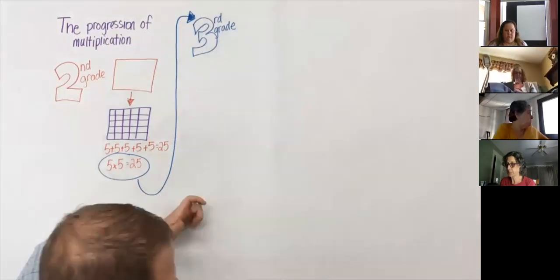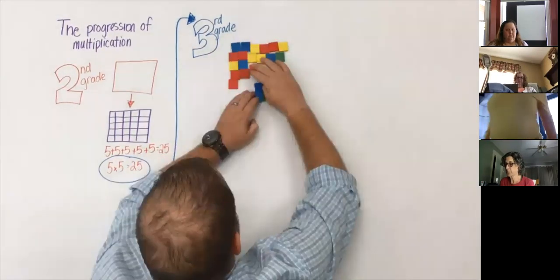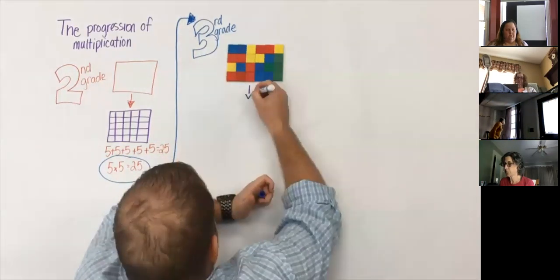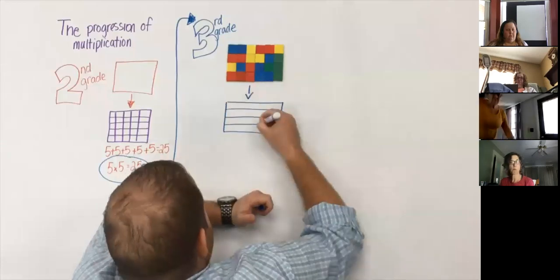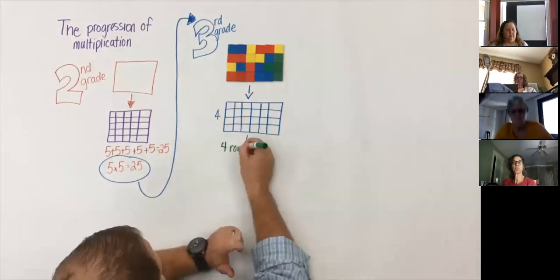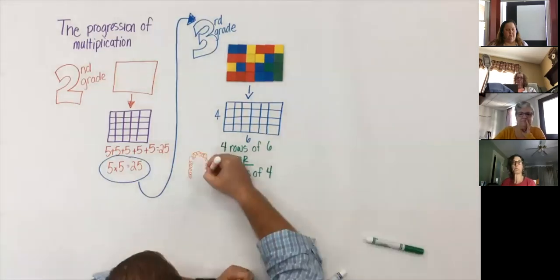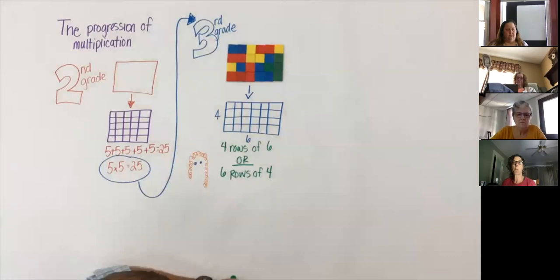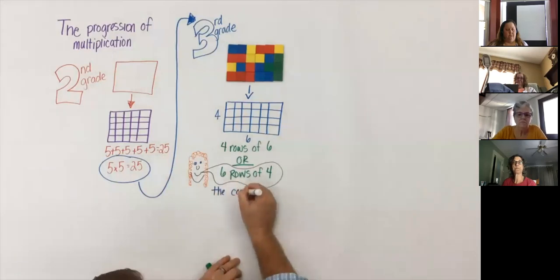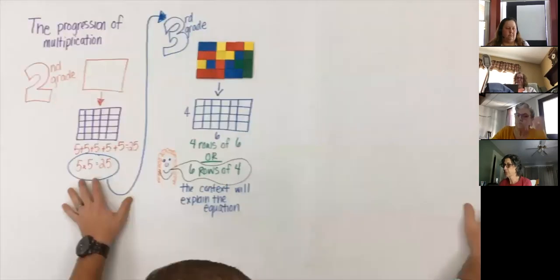Then, in 3rd grade, students take that understanding they begin to develop in 2nd grade and begin to construct arrays using square colored tiles, or any manipulative for that matter. The important piece is once they've actually constructed that model, they draw a pictorial representation which matches their model. Here we have 4 rows of 6, or it could also be seen as 6 rows of 4, depending on how you turn the model. And the big piece here is that we don't push an understanding on students, we let students explain what their model represents. The big piece is that the context will explain the equation, not the teacher.